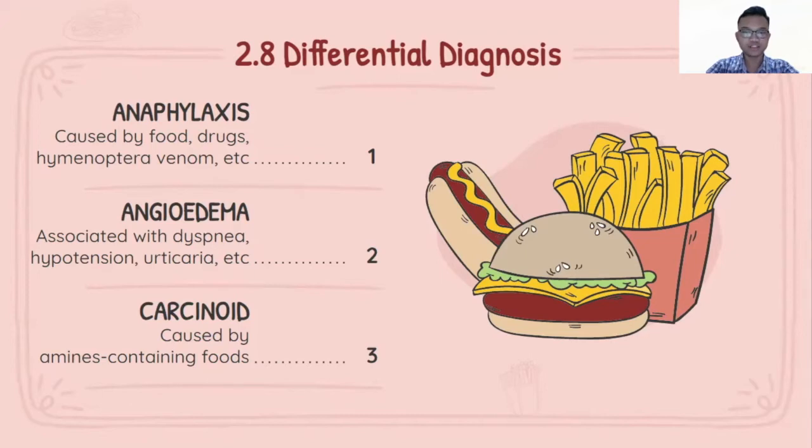Third one is carcinoid. Patients with carcinoid syndrome are often misdiagnosed with other diseases, such as food allergies, IBS, and diverticular diseases when presenting with abdominal pain and diarrhea. These patients had better lessen the consumption of amine or tyramine containing foods, such as chocolate, in order to decrease symptoms of carcinoid.